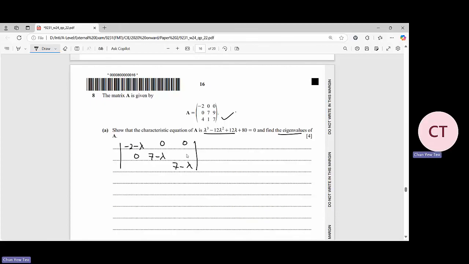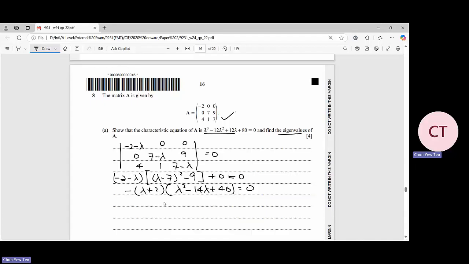0, 0, 0, 9, 4, and then 1. The determinant will be 0. So just do the calculation. Over here, you will get lambda minus 7 squared minus 9. The rest are 0. So we need to expand and simplify. So this one will be lambda squared minus 14 lambda plus 49. Okay, this is what we have.